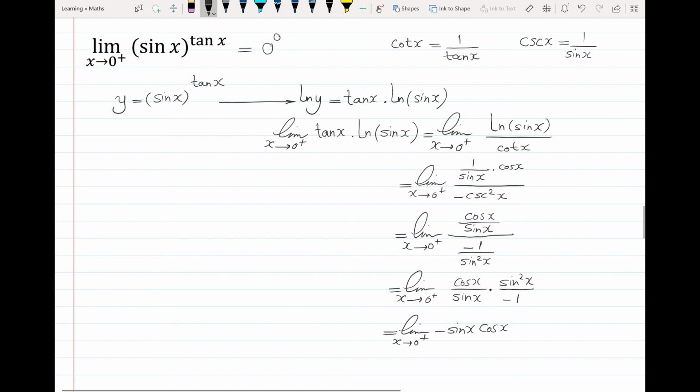Now if we plug in 0 for x, we get the value of the limit. Sine of 0 is 0 and cosine of 0 is 1. 0 times 1 is 0. So the value of this limit is 0. Limit of tangent of x times ln of sine of x as x approaches 0 is 0. And so our original limit, the limit of sine of x to the power of tangent of x as x approaches 0, will be equal to e to the power of 0, which is 1.